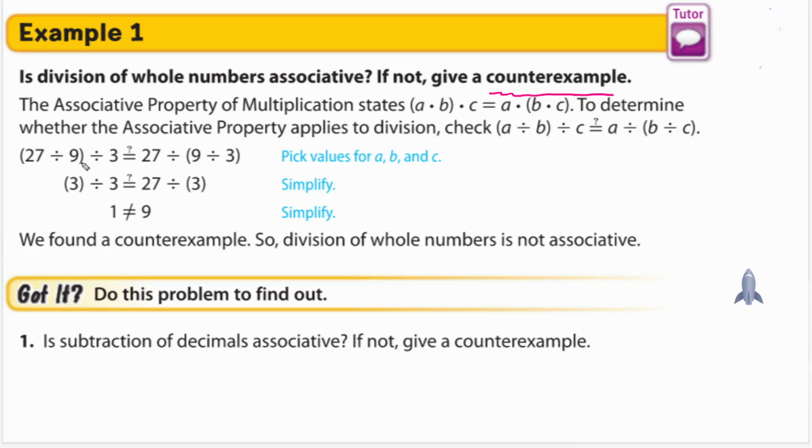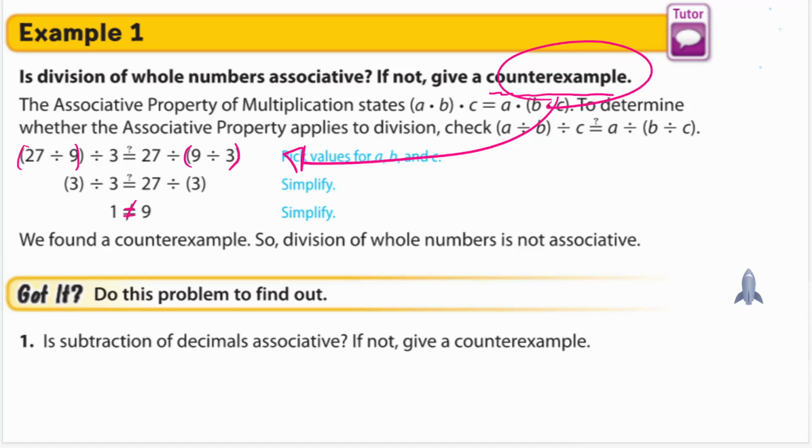27 divided by 9 divided by 3. Does that equal 27 divided by 9 divided by 3, where we have two different groupings? Well, let's do the first grouping. 27 divided by 9, that equals 3. 9 divided by 3 is 3. 3 divided by 3 is 1. 27 divided by 3 is 9. No, these two things are not equal. So this is a counterexample to the question, is division of whole numbers associative? We know that it's not, because here is an example of it not being.